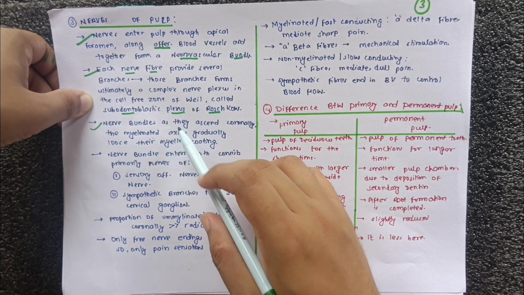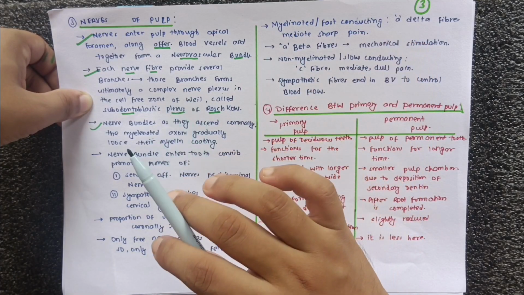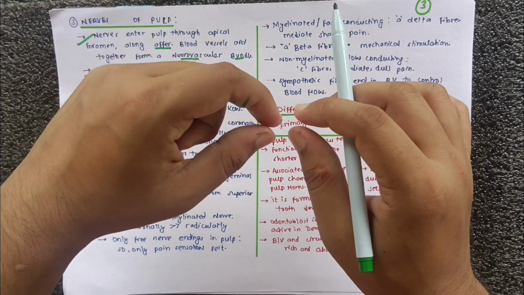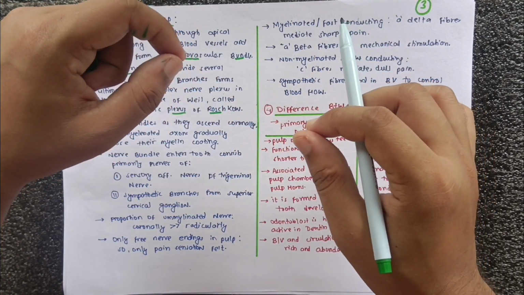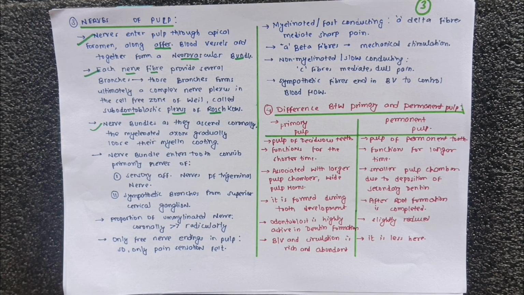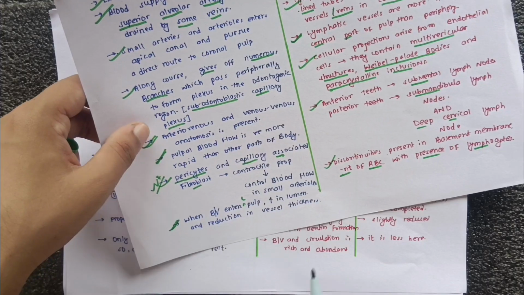And a similar point was there in the blood supply also. As the blood vessel moves more coronally, the walls of the blood vessel become thinner and the lumen becomes larger. So I have written here, you should relate it like that. There is an increase in the lumen size and a reduction in the vessel thickness.